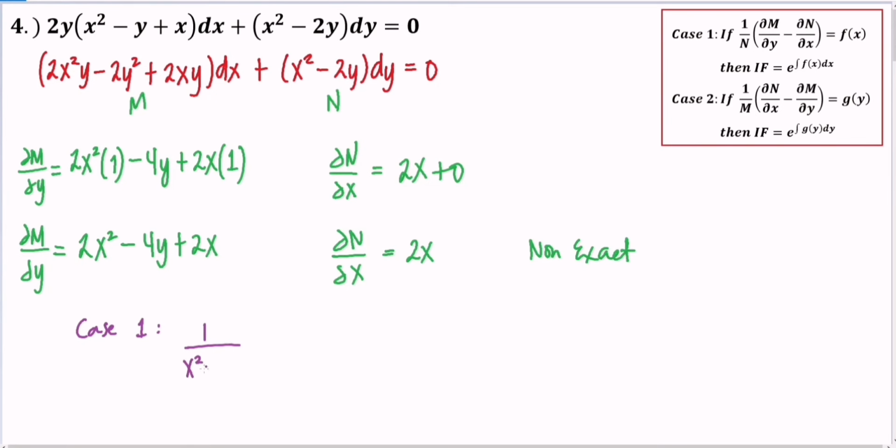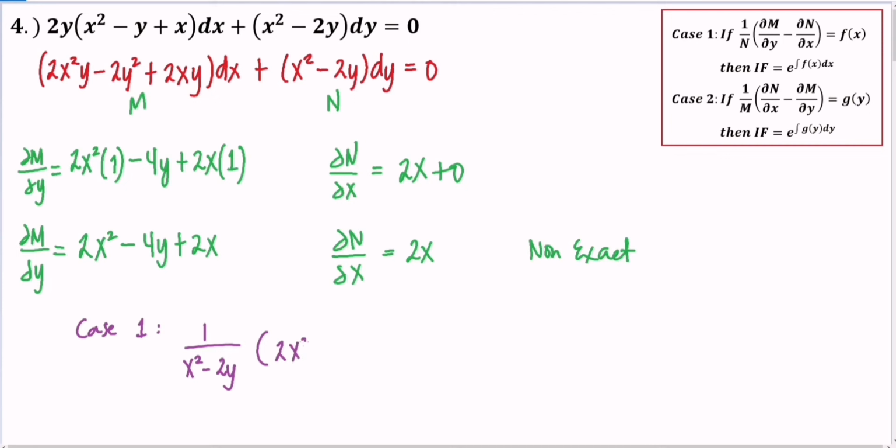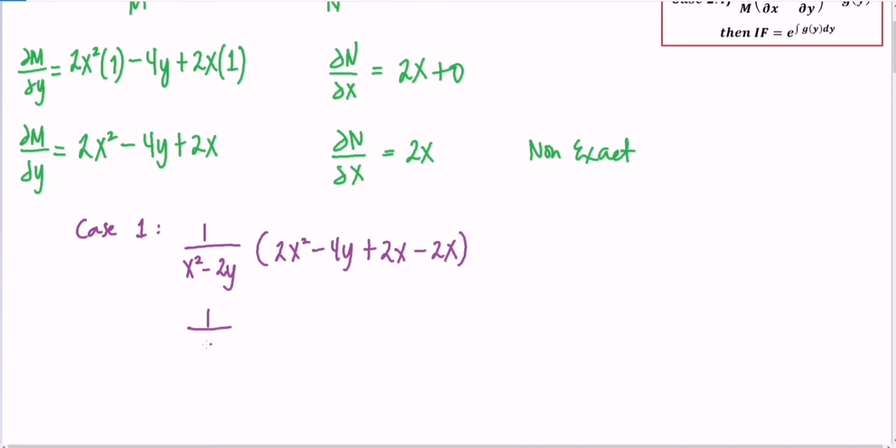This. x squared minus 2y, okay, times m minus n, guys, so m minus n, right? So 2x squared minus 4y plus 2x minus 2x. Here, I didn't close the parenthesis since there's only one 2x, so we can go straight, right? Okay, so let's simplify. So 2x squared minus 4y, and then 2x minus 2x cancels, guys. So, that's what's left. Okay?